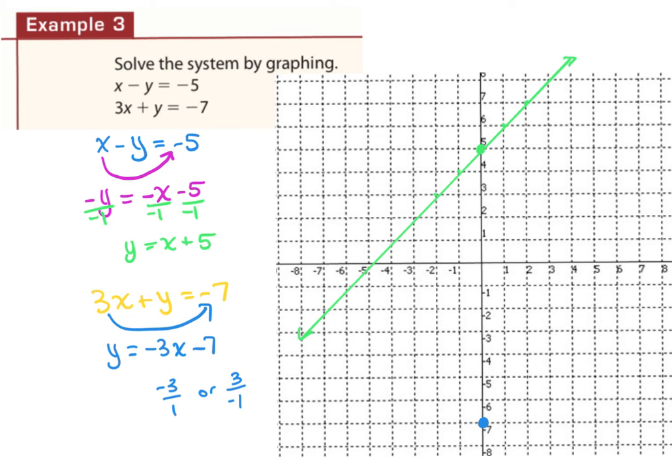Now, what I mean by walking this, up 3, left 1, that puts me here. Up another 3, left 1, puts me right here. Up another 3, left 1, puts me right here. Not a pretty dot there, but I can see where I'm going to cross the line if I walk it with my slope.